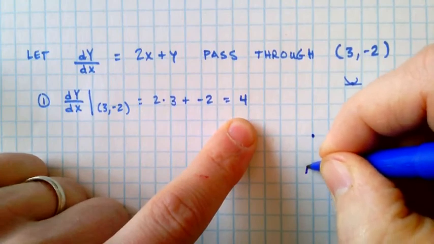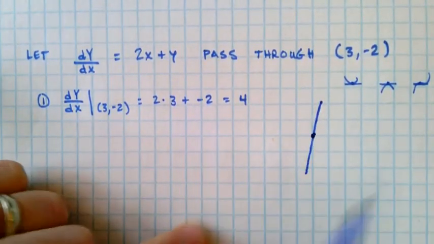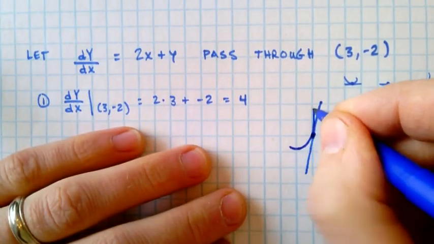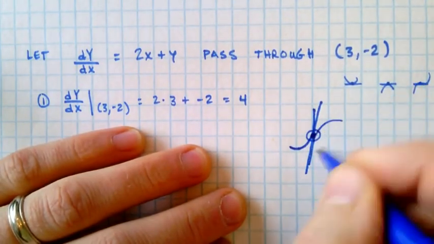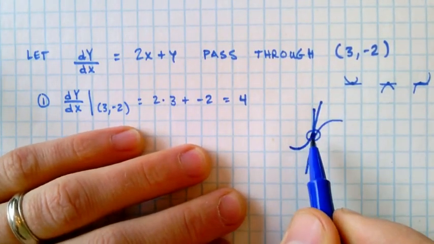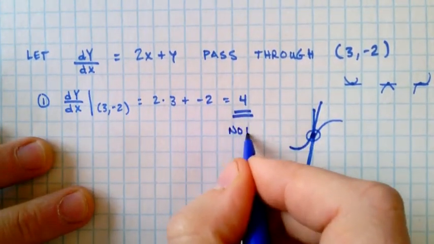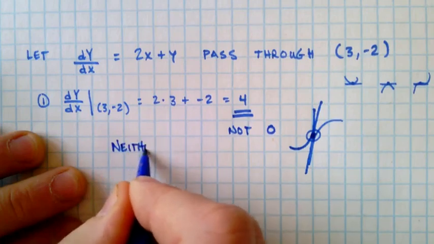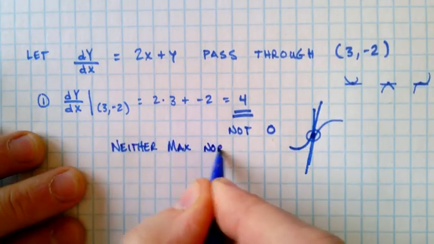It is positive 4. And I don't even know what the concavity is, but it doesn't matter because if it's concave up, we get a point like this, which is neither. And if it's concave down, we get a point like this, which is still neither a maximum or a minimum. So if this number right here is not 0, then you have neither a max nor a min.